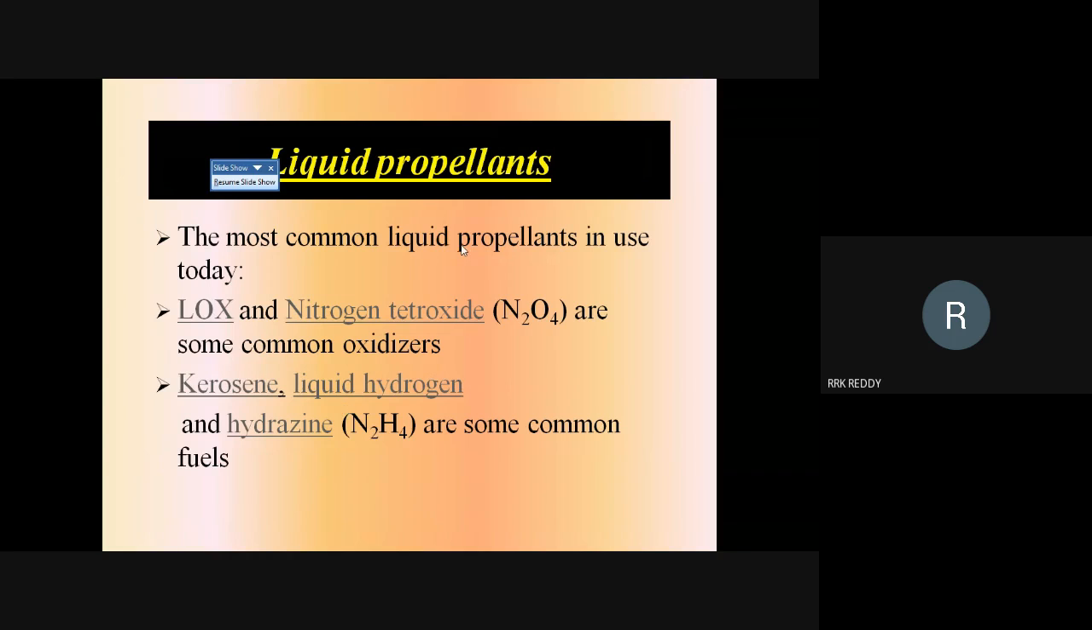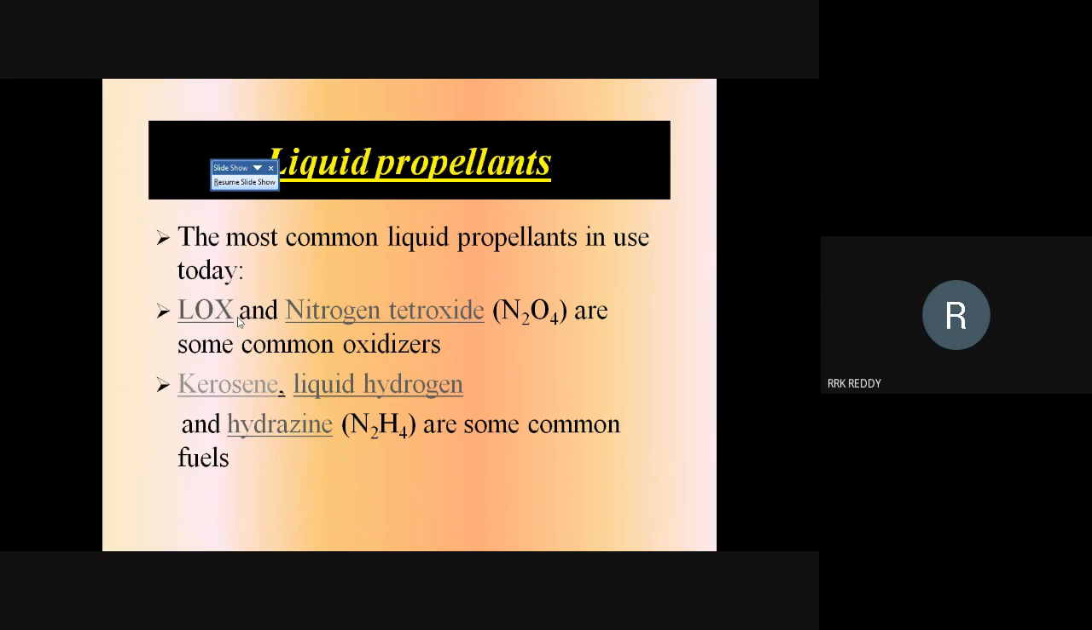So what are the liquid propellants? The most common liquid propellants in use today are LOX, that means liquid oxygen, and nitrogen tetroxide, which are common oxidizers. And kerosene, which is not the kerosene we generally use for domestic purposes. It is aviation kerosene, also called white petrol. And liquid hydrogen. These are some common liquid fuels.